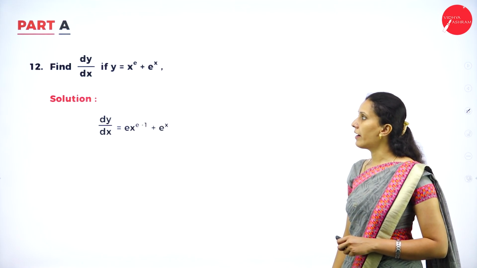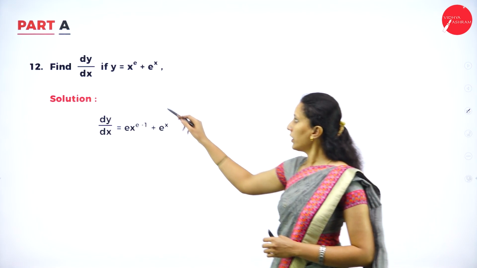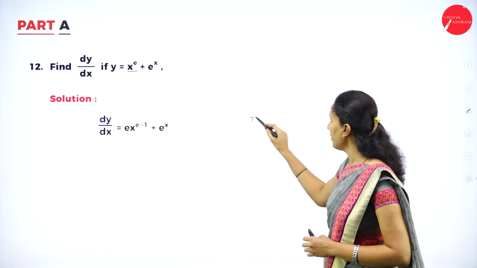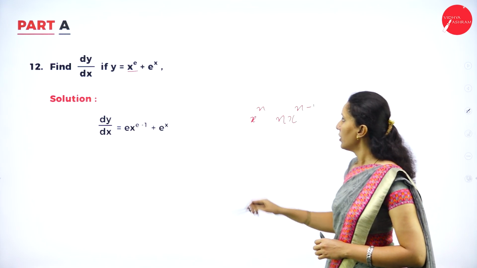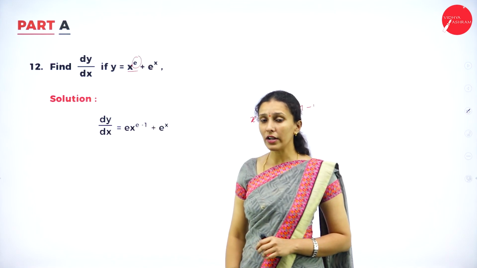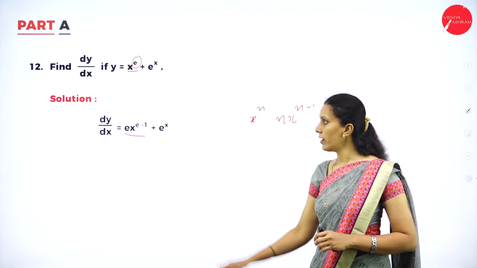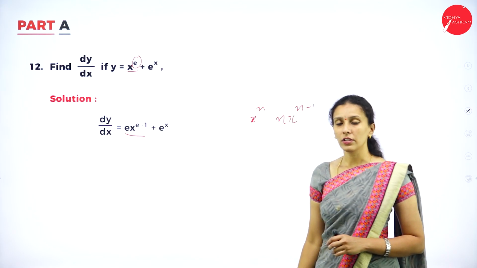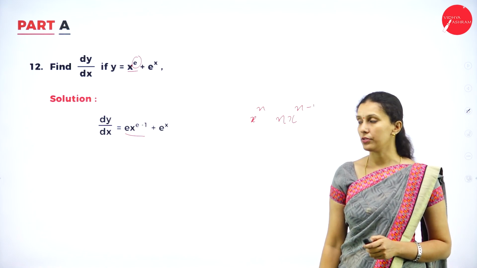Next, find dy by dx if y is equal to x to the power e plus e power x. We know that the derivative of x power n is in the form of n into x to the power n minus 1. So e is also a constant, so it should be in the form of e into x to the power e minus 1 plus e power x. So this is dy by dx, or the derivative of the given function.